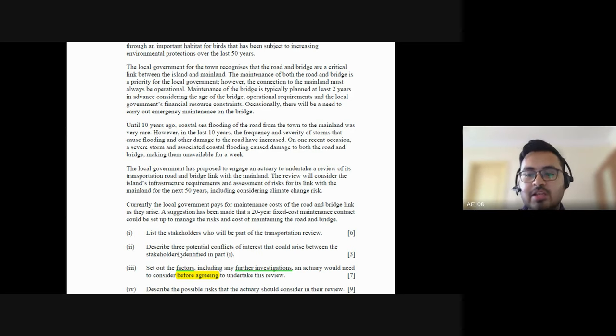So if I show you a couple of papers, a lot of people, what they did, they wrote 6 stakeholders and also wrote why those stakeholders are important. No matter how much you write about the why, you will get 0. The only thing that you will be marked for in this particular 6 marker is to list down stakeholders, and bare minimum you have to list down 12.